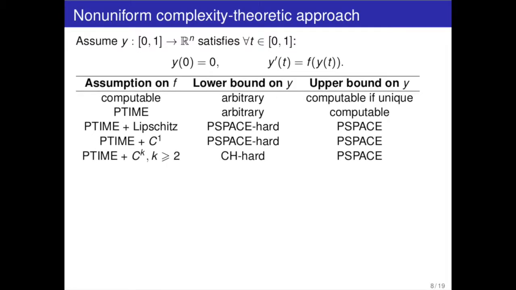And even more confusing, if you assume C^k starting from k equals 2, there's actually a gap between the upper bound and the lower bound. So we know an algorithm to solve them in PSPACE, but we don't know examples where it's really PSPACE-hard. We only know examples where it's CH-hard. So CH is a complexity class between PSPACE and P. It's the counting hierarchy. So it's hard, but less hard.